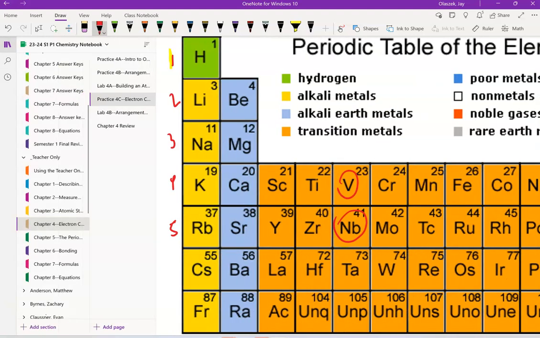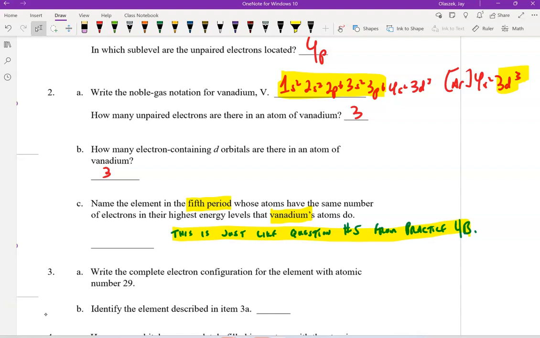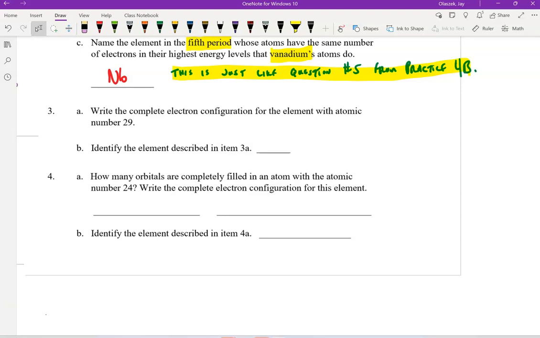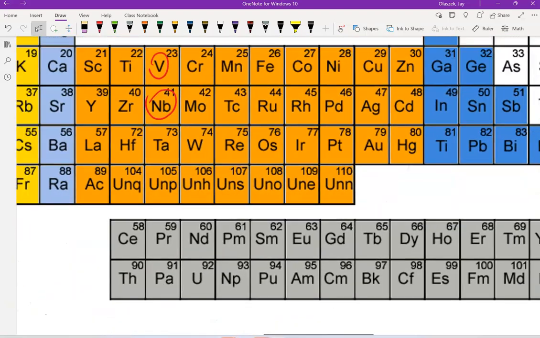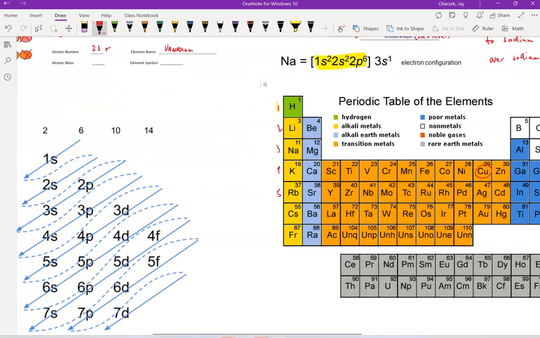So let's get back to our actual problem here, and it says what element in the 5th period would have the same number of electrons in its outermost energy level, highest energy level? Niobium. Okay, write the complete electron configuration for the element with the atomic number 29. Well, which element is that? Going over to our periodic table, it looks like the element with the atomic number 29 would be copper. So let's get the electron configuration.